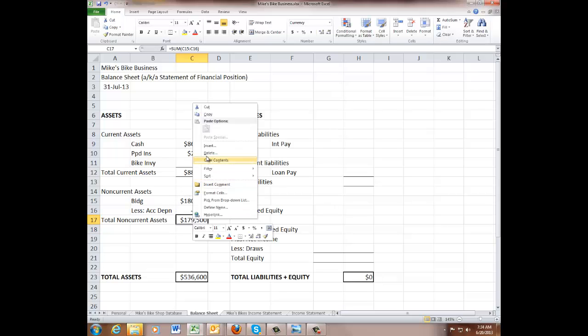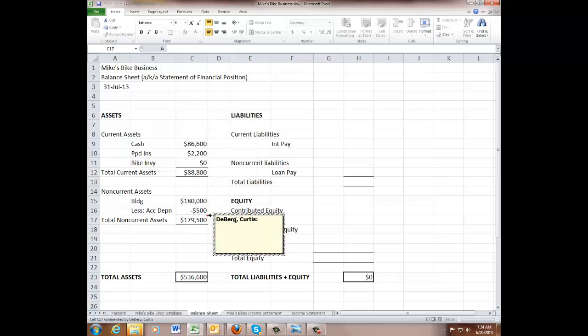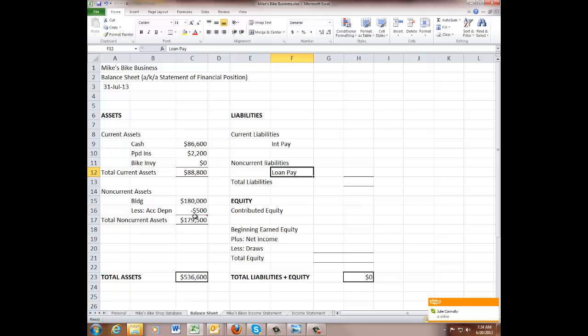And let's just put a reminder. We'll insert a comment. The cost less salvage value, or less accumulated depreciation, is known as the asset's book value. And of course, this insert comment feature is a real nice reminder of where the numbers come from.